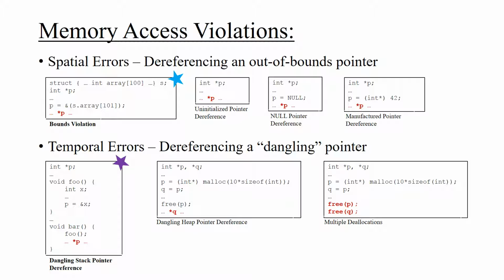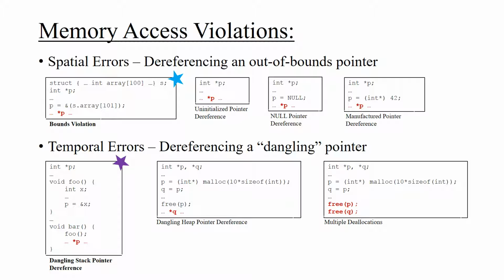The reason the two examples are starred is that they are very common and easier to comprehend than the other examples. In the bounds violation spatial error, an array of 100 is created, but further along in the code, the pointer p sets itself equal to the address of the 101st element of the array, which corresponds to a value that is out of bounds of the array's allocated memory region.